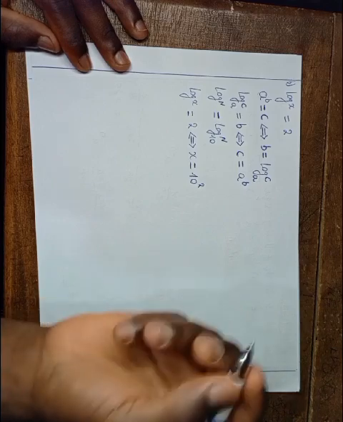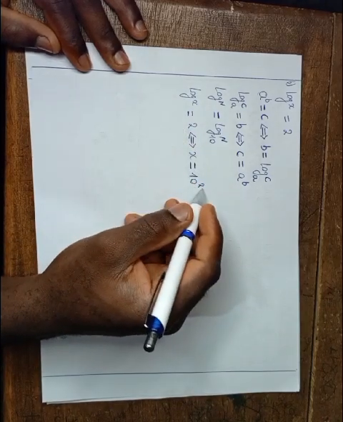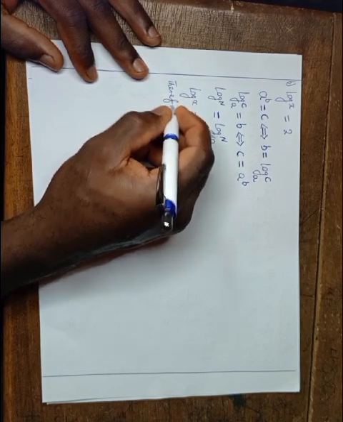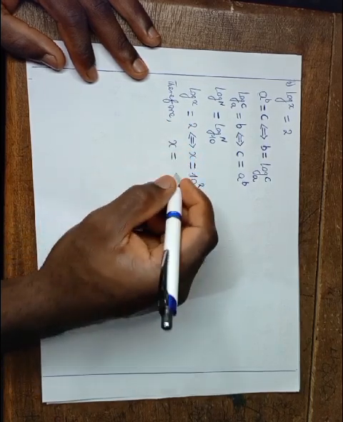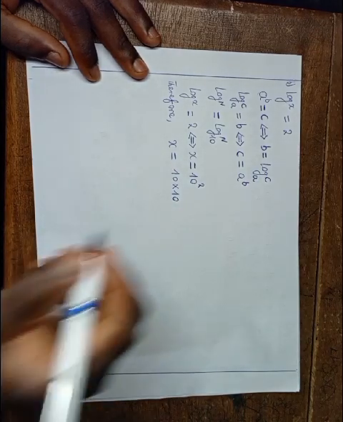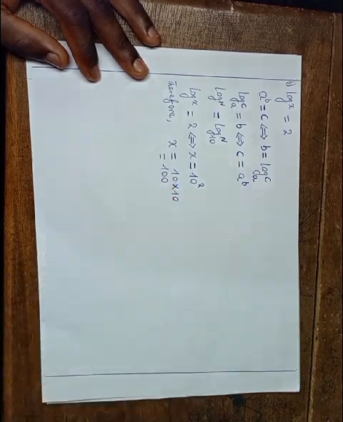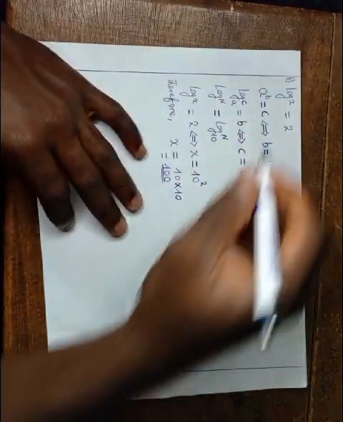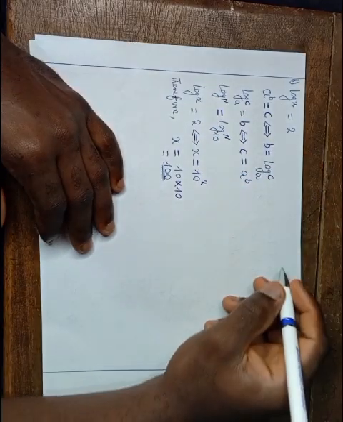Next, we need now to get the value of x. It is very easy now. X is simply 10 to the power 2. So therefore, x will simply be equal to 10 to the power 2, which simply means 10 times 10. We multiply 10 by itself. This will give us 100. That's the value of x. It simply means if you replace x with 100, you take the log of 100, it gives you 2.